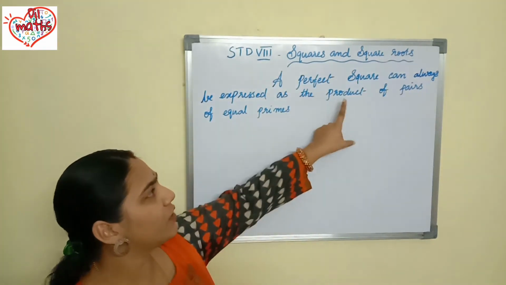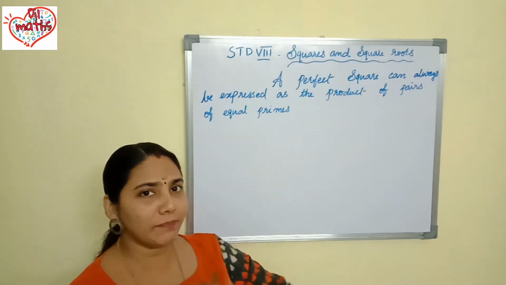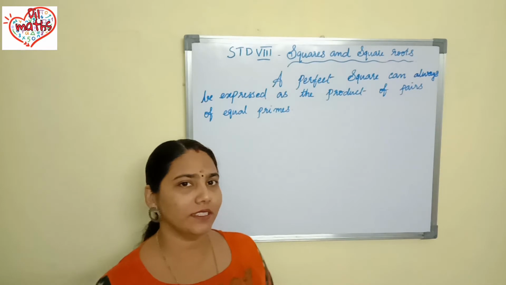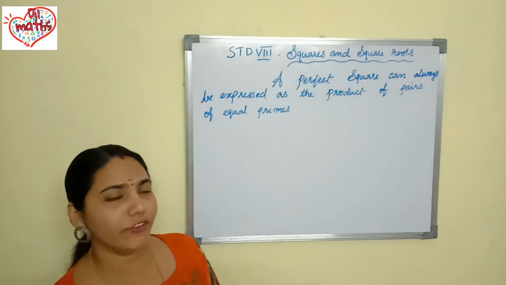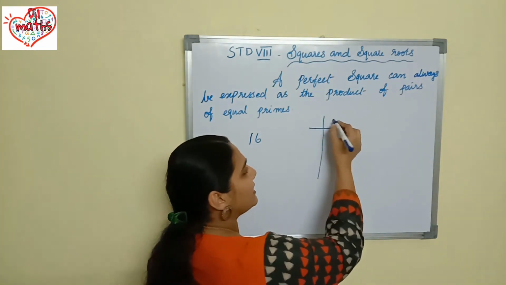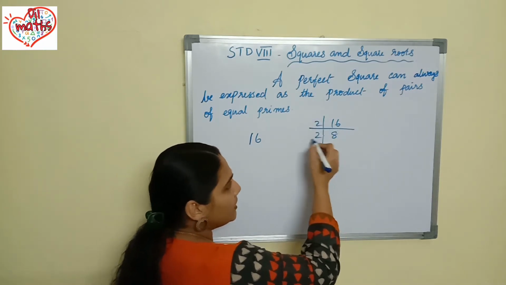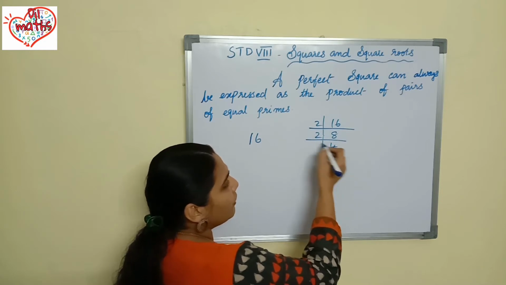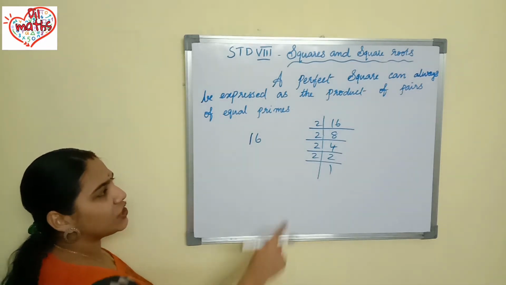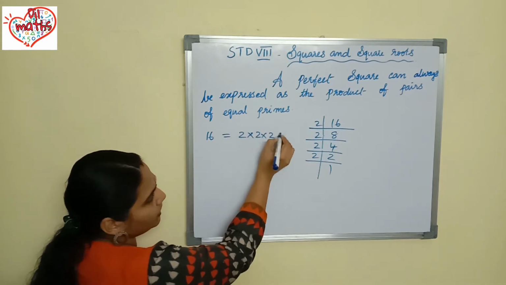What is the next point? A perfect square can always be expressed as the product of pairs of equal primes. That means if it is a perfect square, you can express it as the product of pairs of equal primes. What does that mean? 16 is a perfect square, isn't it? So we are going to factorize that 16. It is divisible by 2. 16 divided by 2 is 8. Again it is divisible by 2. 8 divided by 2 is 4. If you are again dividing by 2, what will happen? 2. Okay. So what is the prime factorization of 16? 16 is equal to 2 into 2 into 2 into 2.